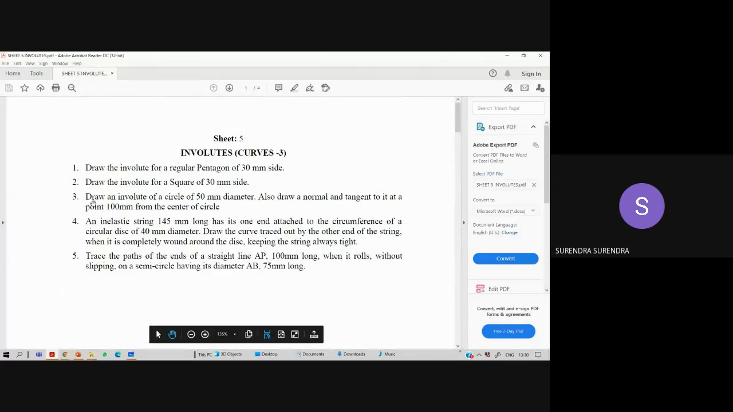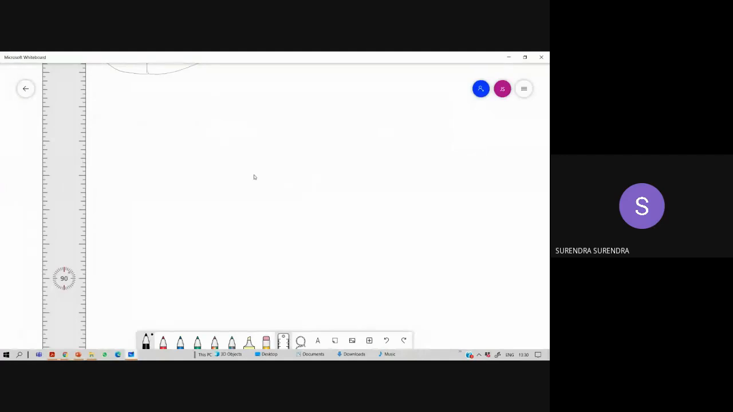Coming to the third problem, draw the involute of a circle of 50 mm diameter. Also draw a tangent and normal. Let us discuss the tangent and normal later. First, let me complete how to draw the involute of a circle. First, draw a circle with the given dimension.